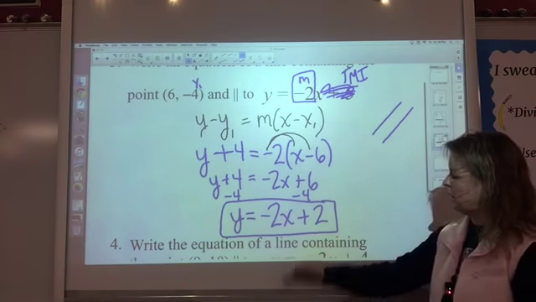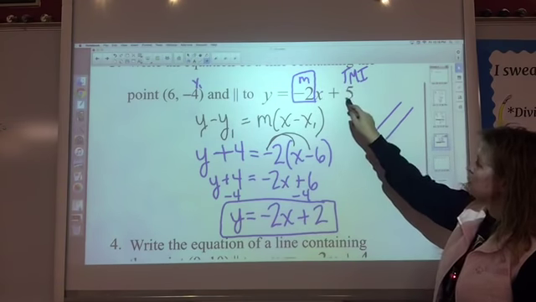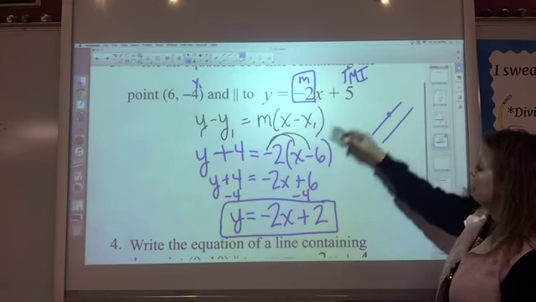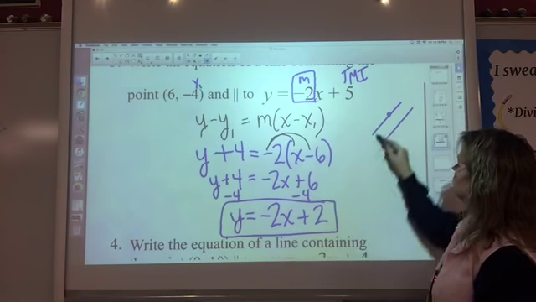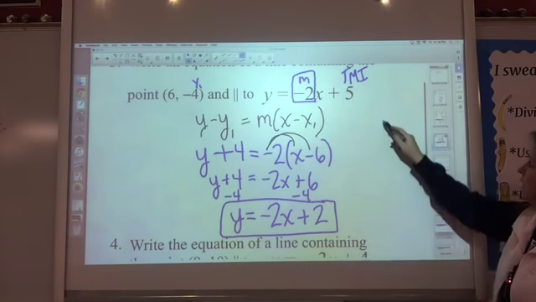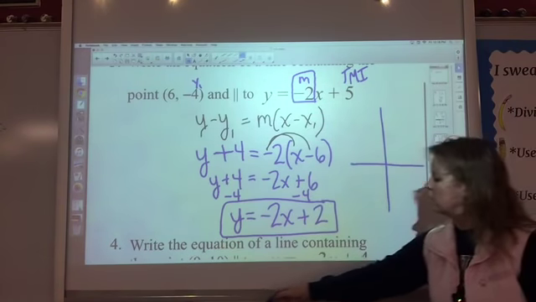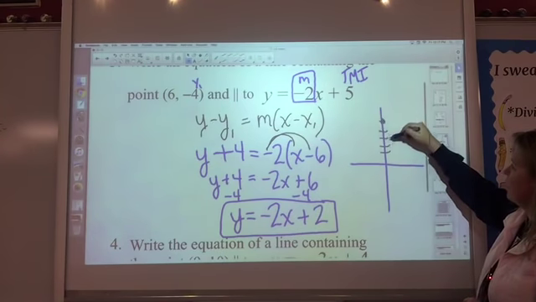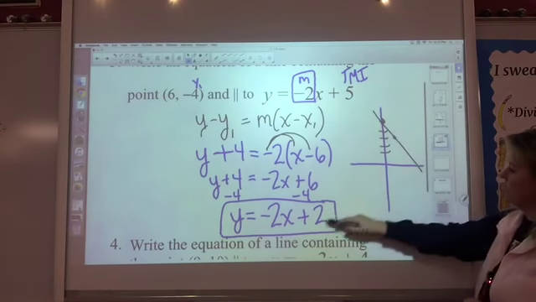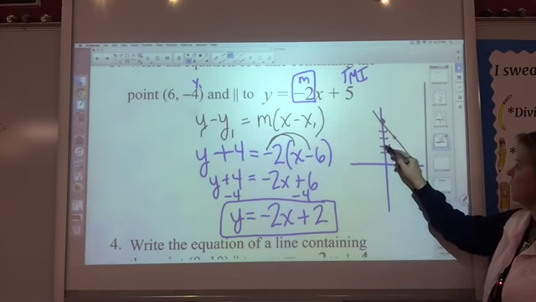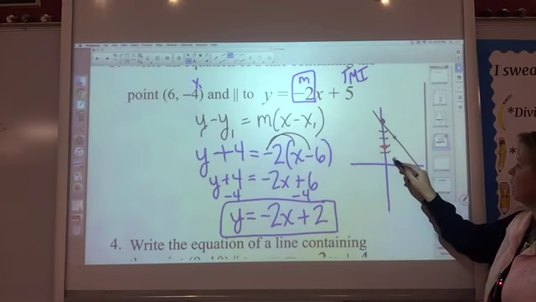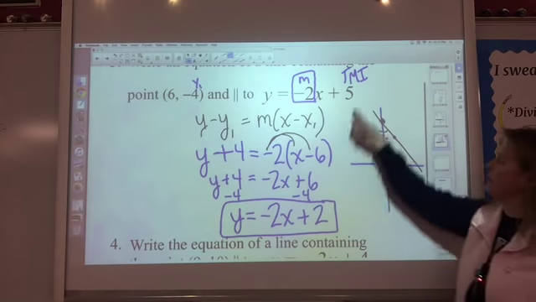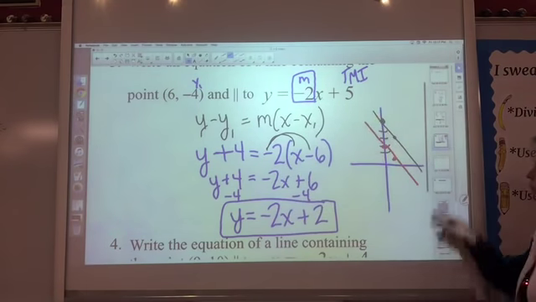Would those two lines be parallel? Yep. This one started up 5. So this one started up here. And this one started down or at 2. You don't have to write this down, but just get a visualization of a quick sketch. This one would have been up 5 and then down 2 over 1. This one would have been up 2 only, but still down 2 over 1. We would have ended up with two parallel lines. The bases are different, the slopes are the same.